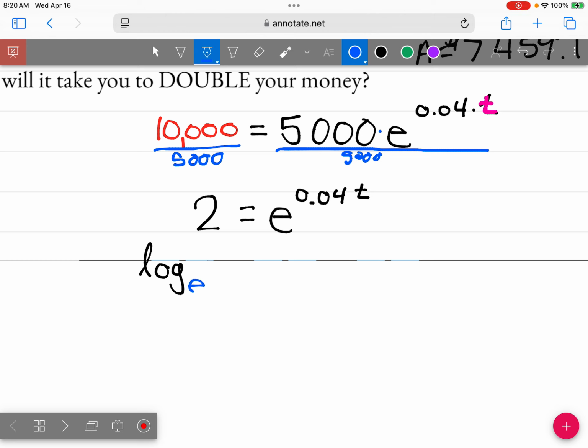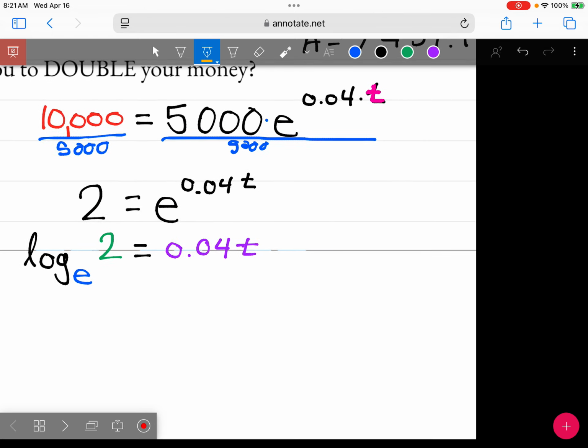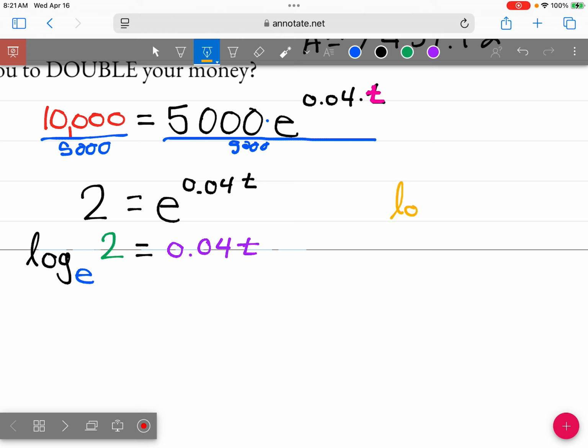Log base e of our argument, that's the 2. It's going to equal our power, the 0.04t. That BPA log BAP, that is a super duper important piece of this chapter, and it comes up very frequently. So log base b of a equals p, and b to the p equals a. These two pieces, that we can switch back and forth between them, are a super duper important piece of this chapter.